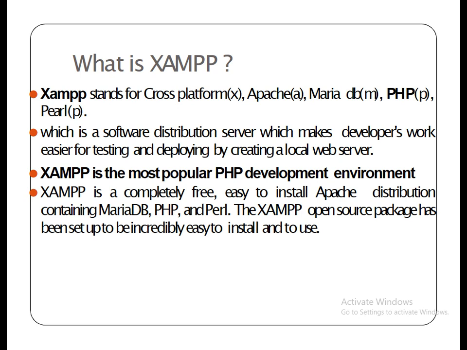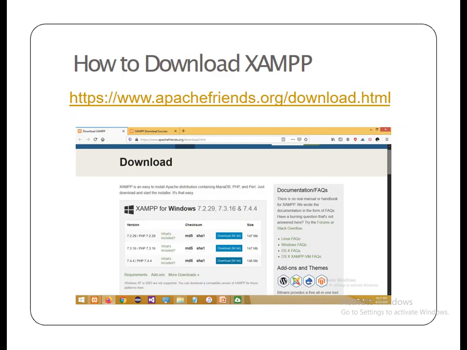XAMPP stands for: X is cross-platform, A is Apache, M is MariaDB, and the double P is Perl and PHP. It is a software distribution which makes the work of testing and deploying easier by creating a local web server. XAMPP is the most popular PHP development environment. XAMPP is a completely free, easy to install Apache distribution containing MariaDB, PHP and Perl. The XAMPP open source package is incredibly easy to install and use. This is the link to download XAMPP.